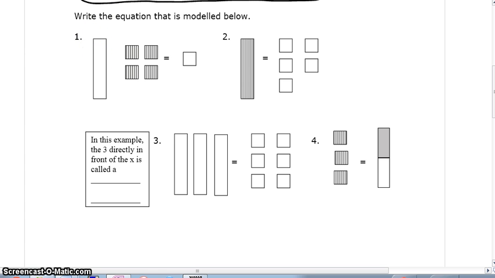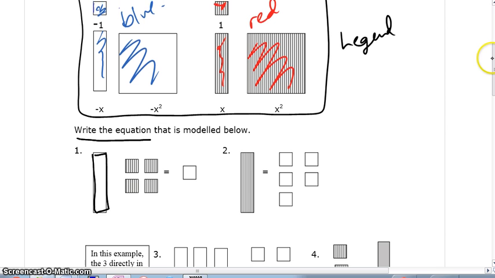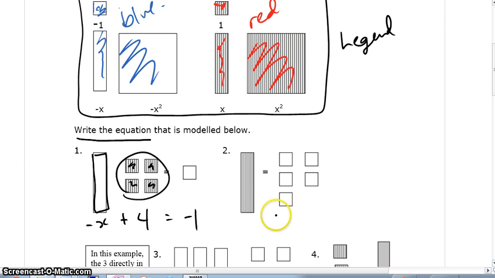So let's just talk about what this is showing. We're gonna write the equation that is modeled below. So we got to check our key here. This thing is a negative x, and then we've got 4 of these, right? And because they're all reds, because they're all filled in, we're going to call that positive 4. We're going to say it's plus 4 or it's positive 4. And we're kind of using the plus and the positive to mean the same thing here. Now, all of that is equal to negative 1.